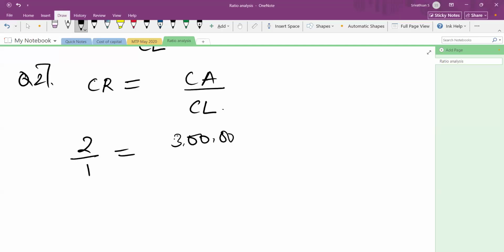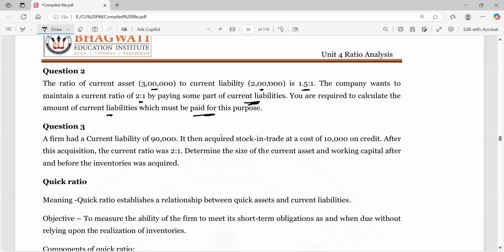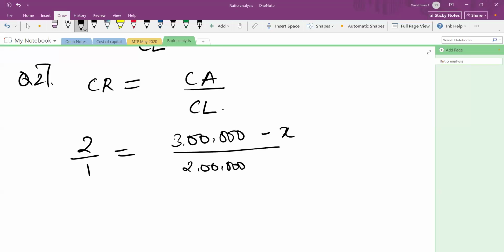If you are paying current liability, it will decrease your asset or increase your asset? It will decrease. So we don't know the amount. We are assuming it as X divided by, if you are paying the current liability, it is again going to decrease the current liability. Existing current liability is 2 lakh. So we will take it as X. So solve it for X. How much do we get? So X is equal to 1 lakh.